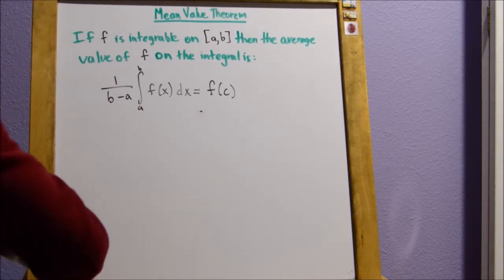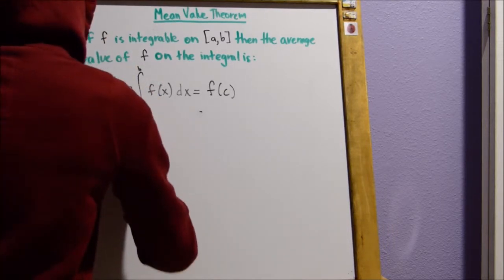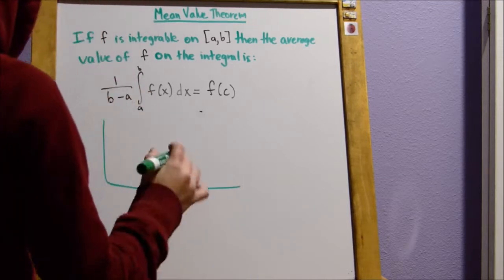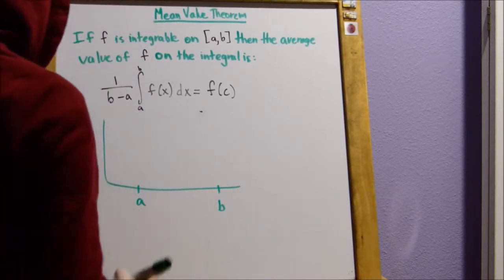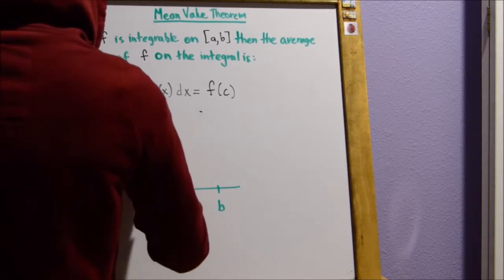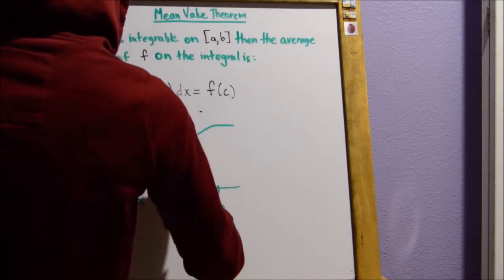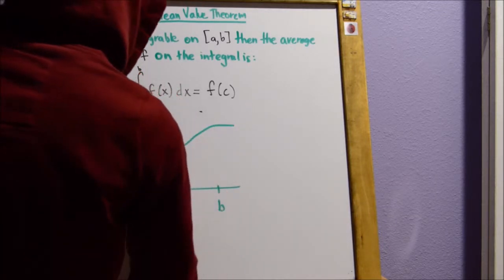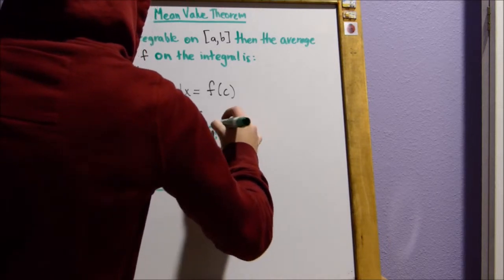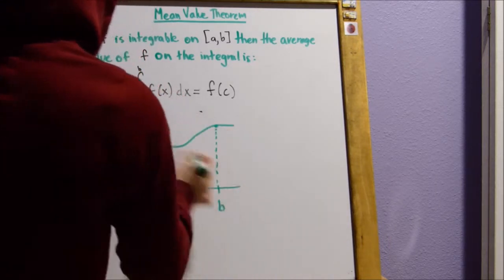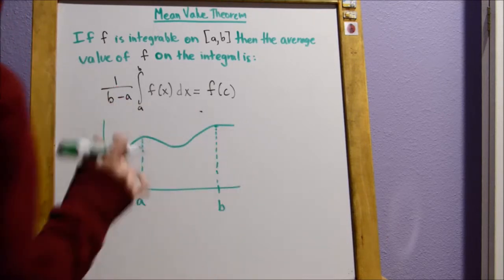So, there's a bunch of words and letters here. We're going to draw out a diagram. Let's do this. Say A is here and B is here, and let's say the graph takes a little dip here and then it goes up. So here's A, and here's B. So this is the area underneath the curve that we're trying to find.